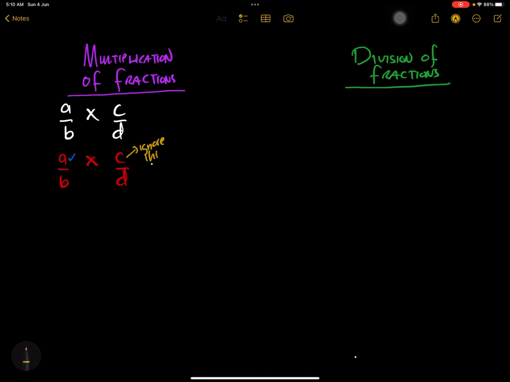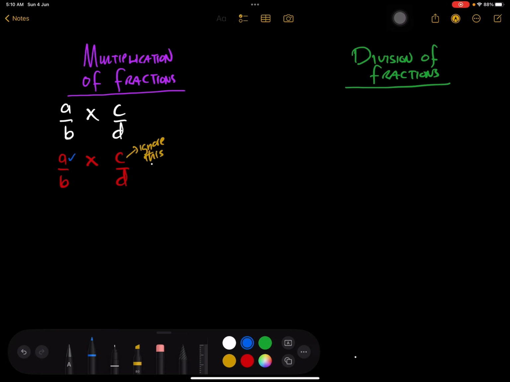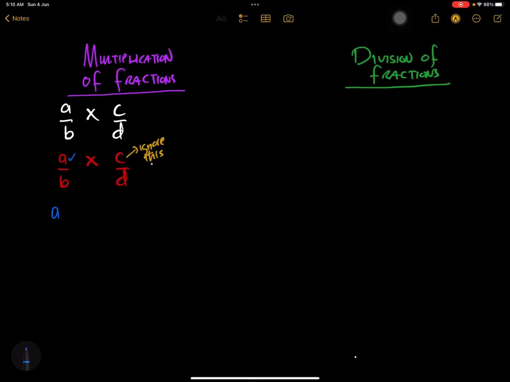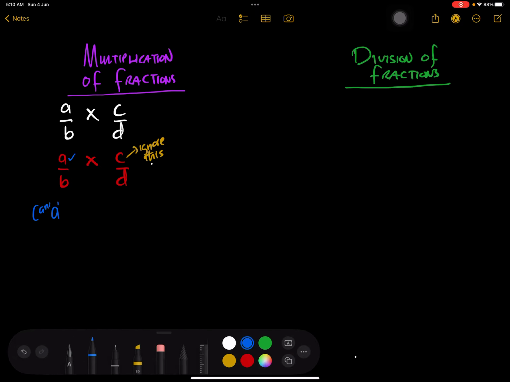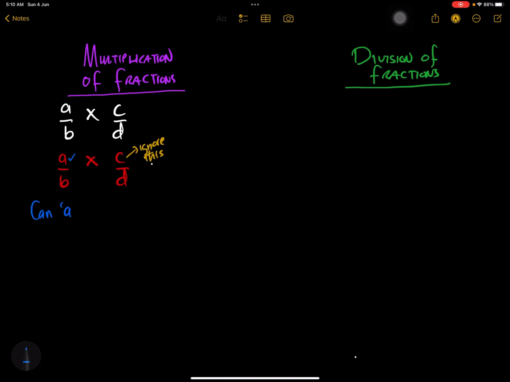Why am I ignoring this? Because I've picked the other numerator, which is a. So I'm ignoring the second numerator so that I can ask questions. The question we're going to ask is, can a go into b? Those are the questions we're going to ask ourselves. That means, is a factor of b?